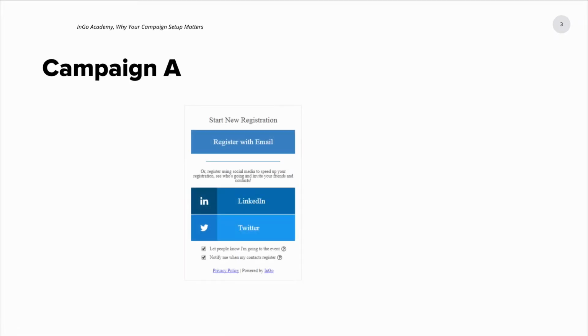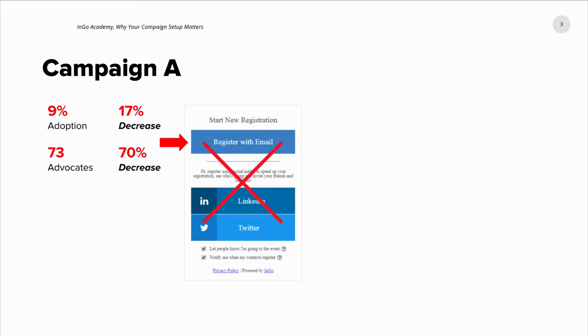Here's an example of the same campaign year over year. Campaign A, year 2, misconfigured their widget by emphasizing the non-social option at the top of the activator widget. This simple placement resulted in only 73 advocates being created for this campaign, an overall percentage of 9% adoption. This was a huge decrease of 70% in the number of advocates that were created for this campaign. This is not the way to set up your campaign for success.